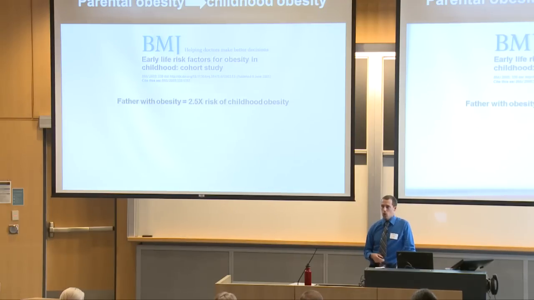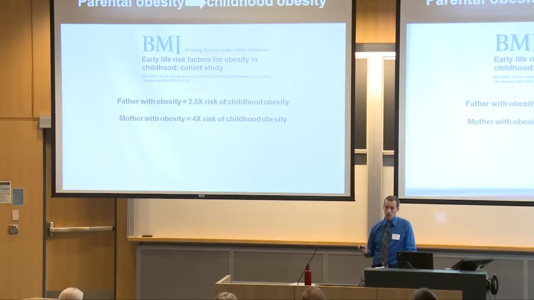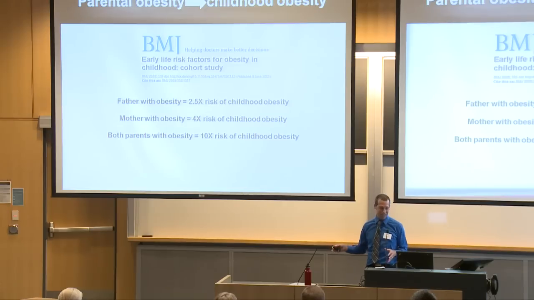This is from a large cohort study in the UK, and they found that having a father with obesity increased the risk of being obese at age 7 by about 2.5 times. So a big effect for having an obese father. Having a mother with obesity increased your risk of obesity by about 4 times. And having both parents with obesity increased your risk by 10 times. So these are huge effect sizes.